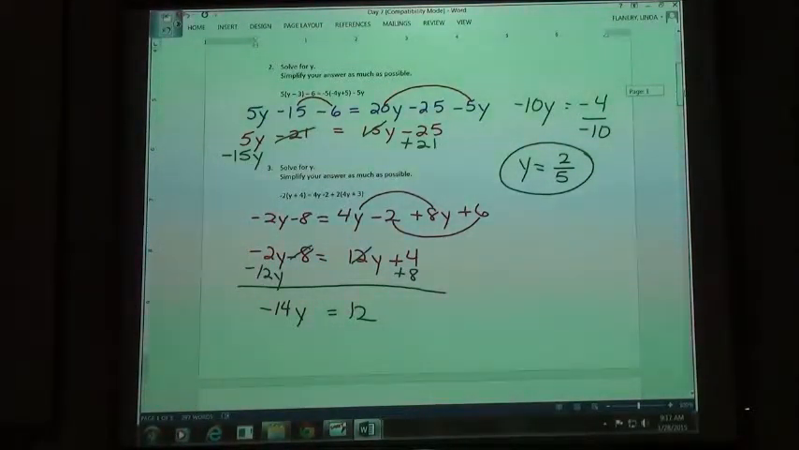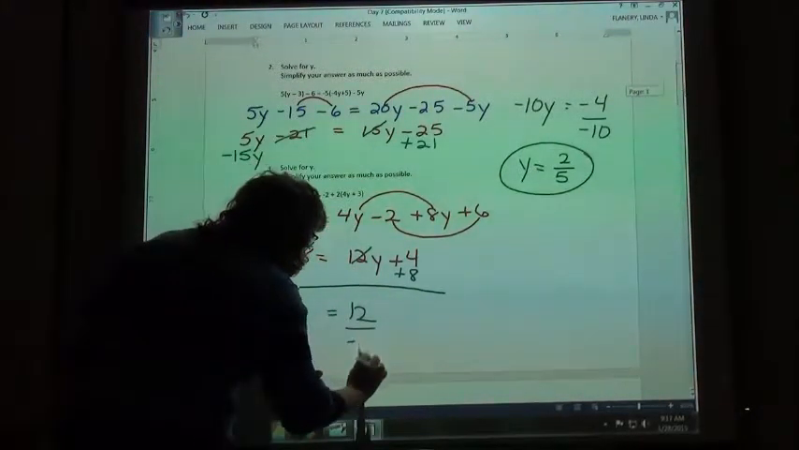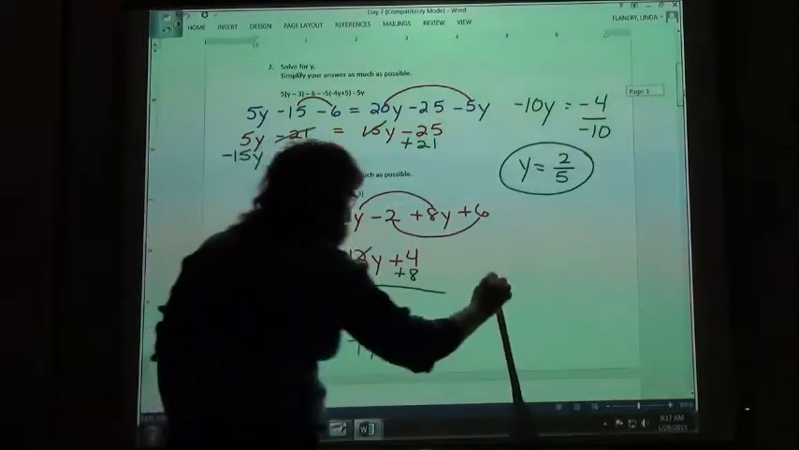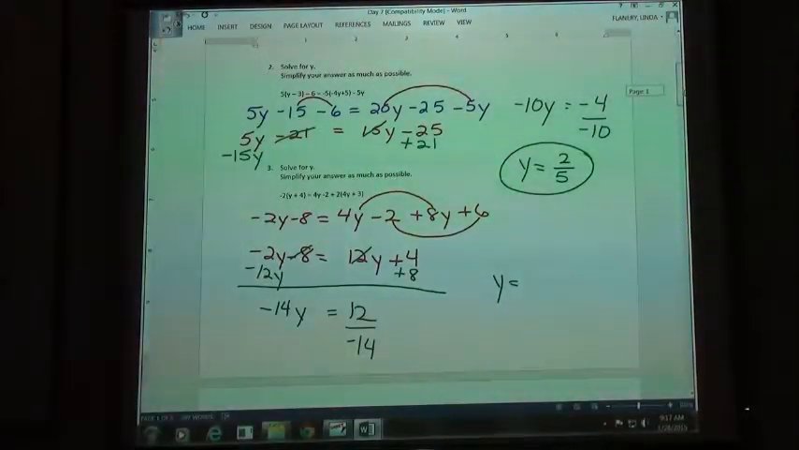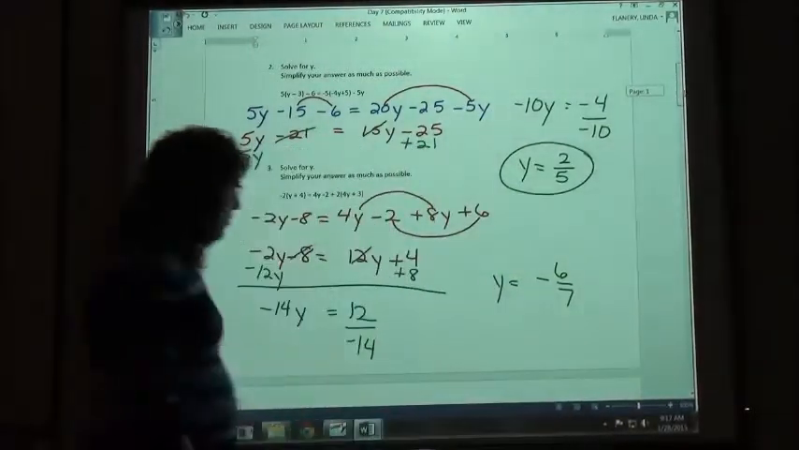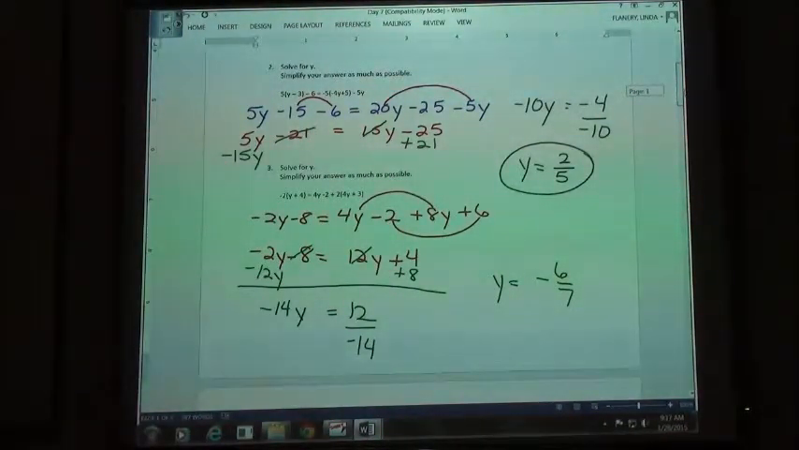And my last step, I'm going to divide by my coefficients and simplify my fraction. And so y is going to equal negative 6/7. So positive over a negative makes the whole fraction negative. We like to put that on the outside instead of on the bottom of our fraction.